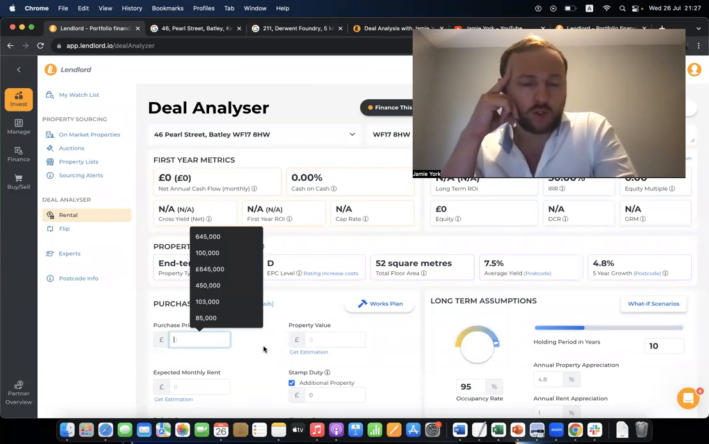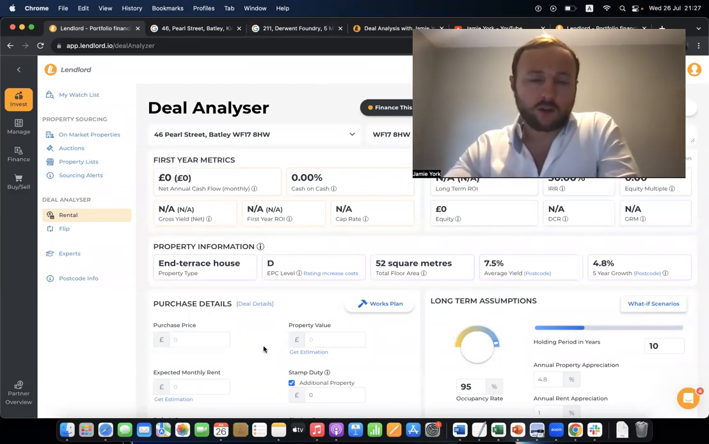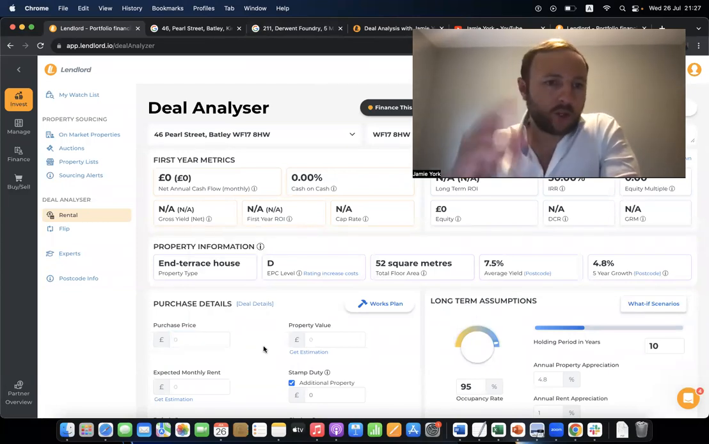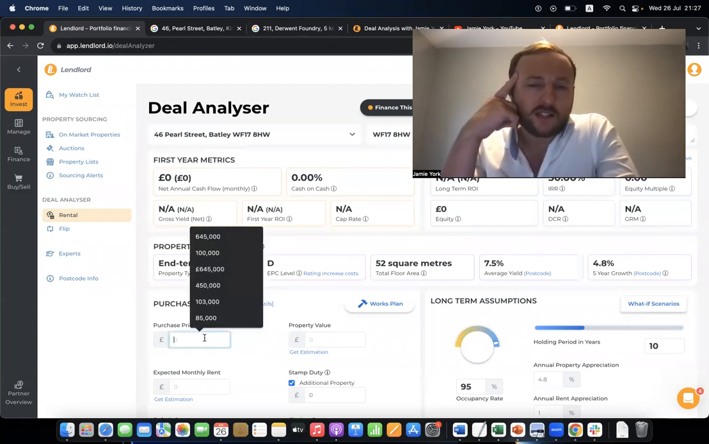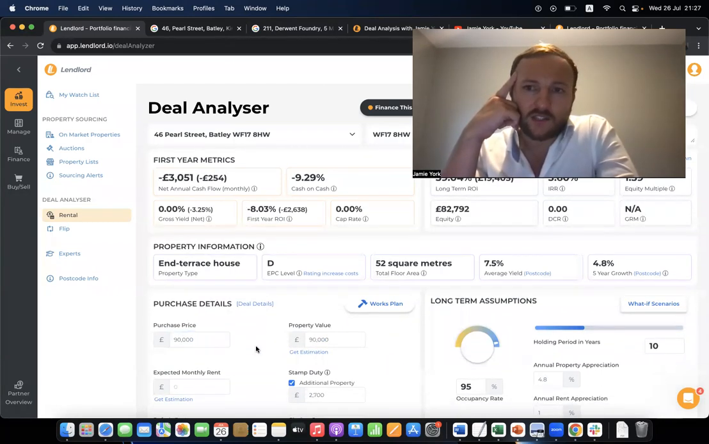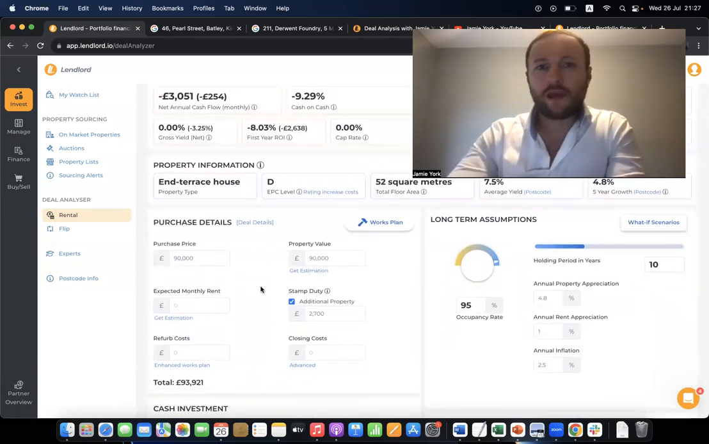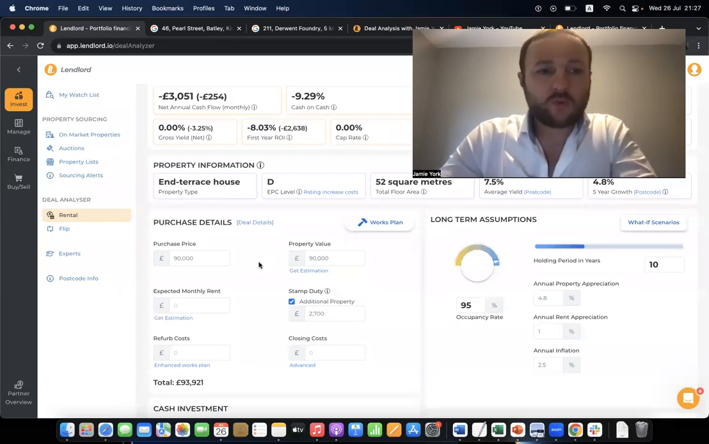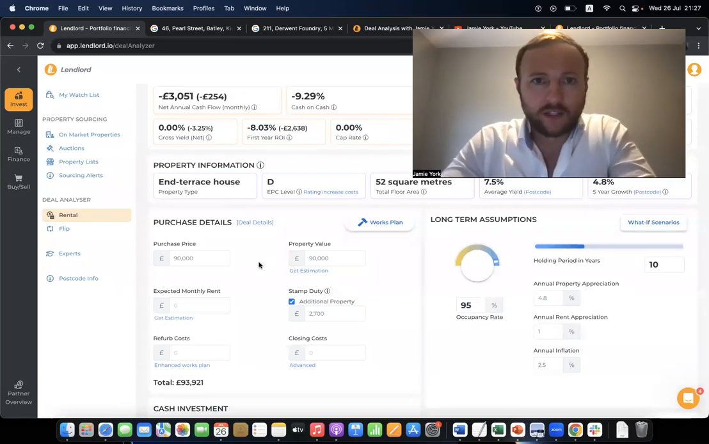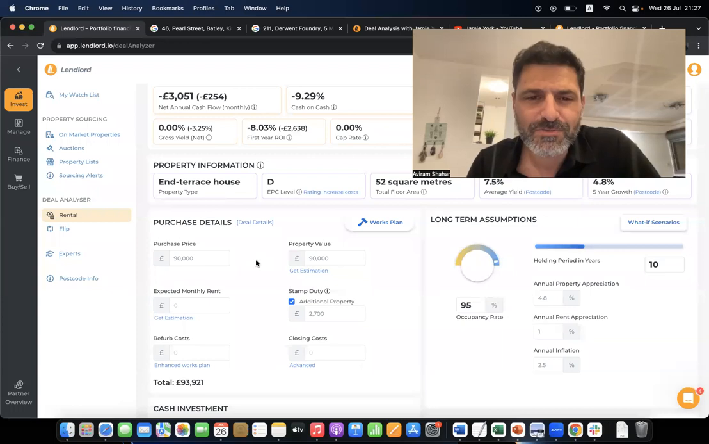So 46 Pearl Street, this is a solid deal. All in all, it's about 90 grand purchase price. This is up in WF17. It didn't need a huge amount of money spent on it. It needs about £6,000 if or when the tenant moves out. Jamie, one second before.